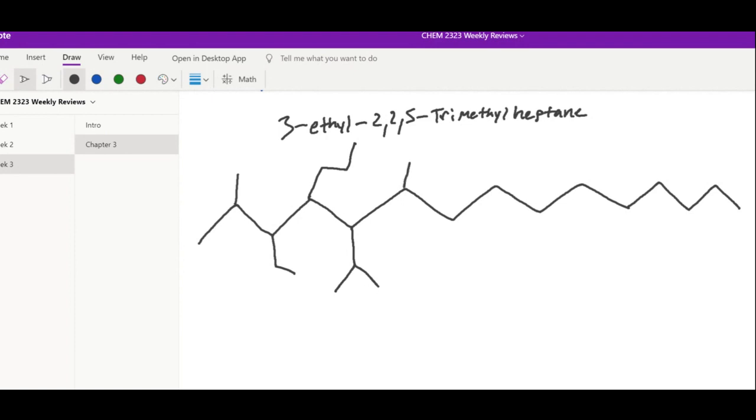Next is butyl, which is 4 carbons. And then in butyl, I also have an isobutyl. Let's not draw that way. Okay. I have a sec-butyl, and then I have a t-butyl. Okay.